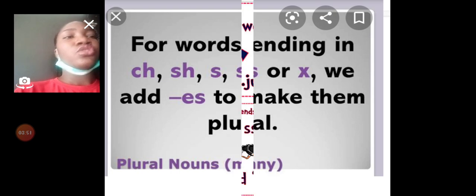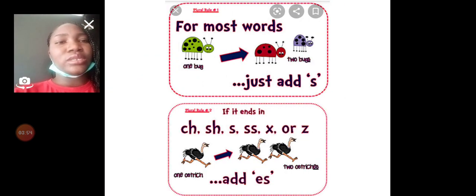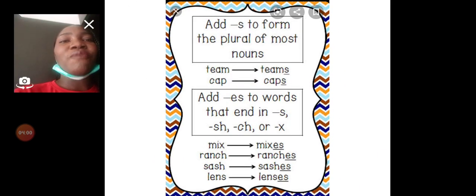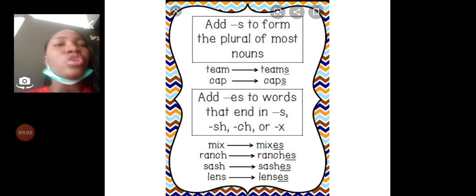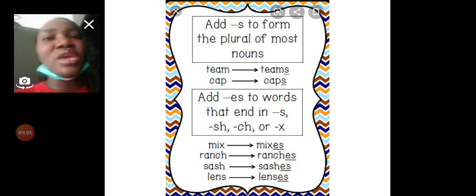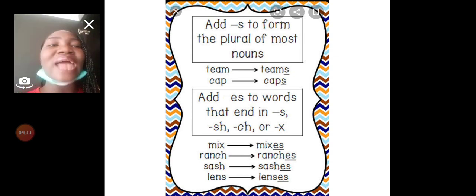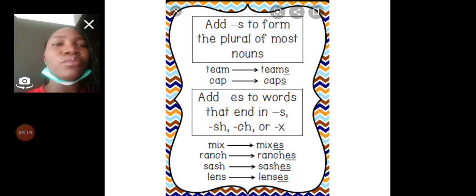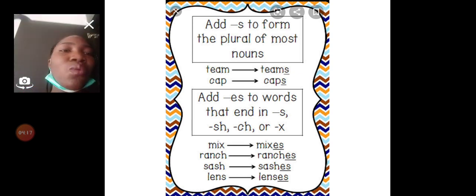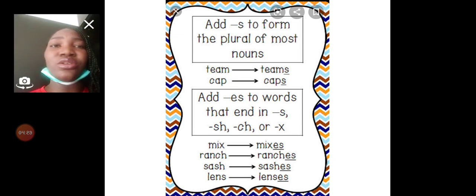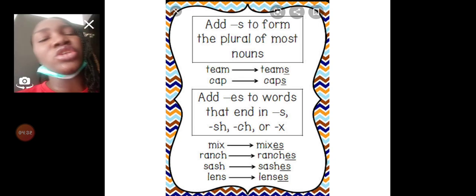Do you understand? So look at another picture. I just explained this. Look at it. Don't forget those words. So now, this is the way we form the plural. In team, we just add s to make teams. Cap, we add s to make caps. Then mix, we add es because it ends with x. The word ranch ends with ch. The word sash ends with sh. And the word lens ends with s. So we are just going to add es to all these words to form their plural.